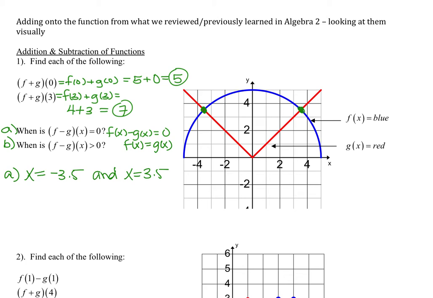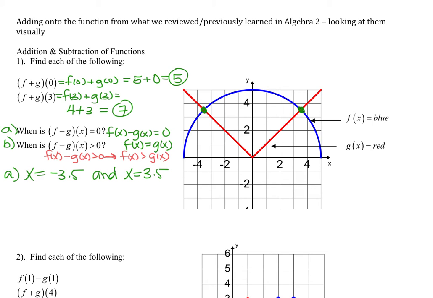And then similarly here, it says when f minus g of x is greater than 0, that would mean that where f of x is greater than g of x, if I add g of x to both sides. So that's going to be right here, right? From this x value to this x value, all of those values in between, f of x is above g of x, right? So I'm going to give a whole inequality of answers here.